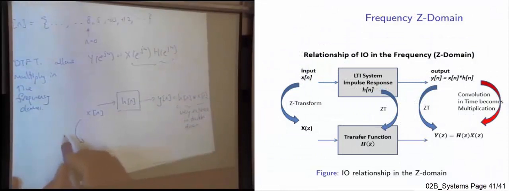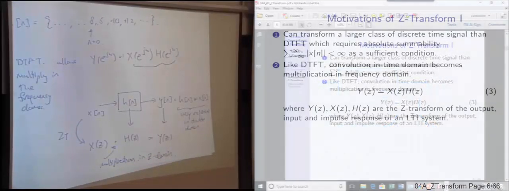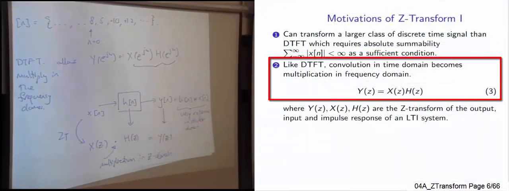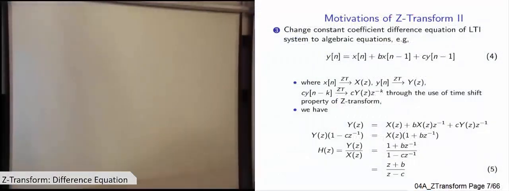You realize that we can perform the Z transform, and we get X of z, we get H of z, and interestingly, the convolution becomes the same multiplication in the Z domain. And this is point number 2. It says that, like the DTFT, convolution in time becomes multiplication in frequency, and that is why we are also interested to do the Z transform.